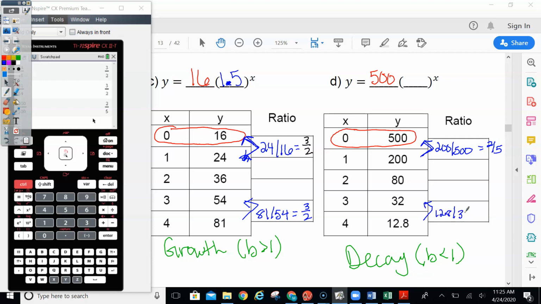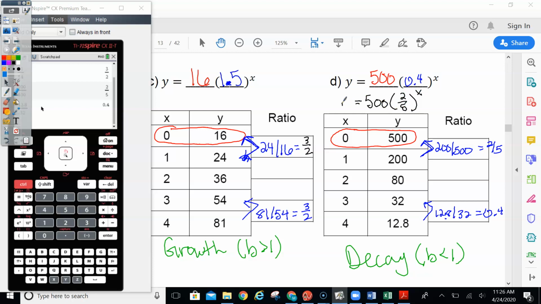And again, just checking another value. 12.8 divided by 32. That one actually gives me a decimal because it started with a decimal. That's why it gives me a decimal here. But this is the same as 2/5. So I don't care which one you use in the formula. You can say 0.4, or you can do the 500 times 2/5 to the x.